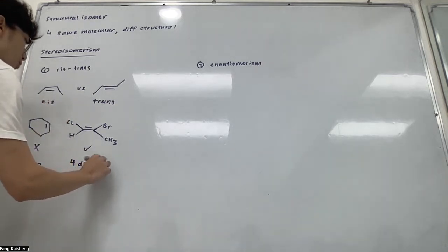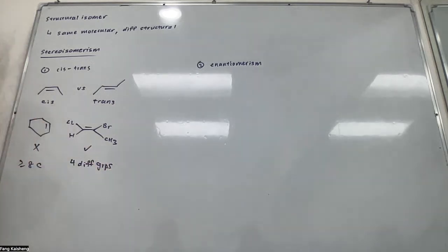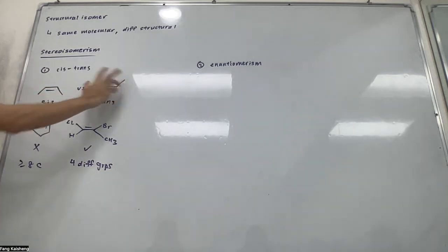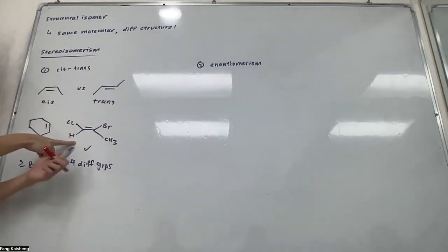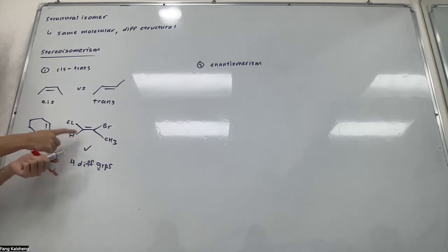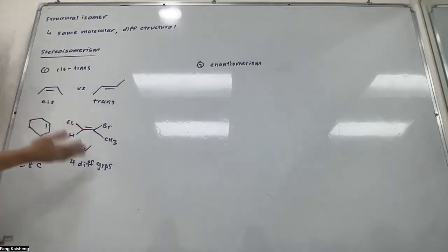This one has 4 different groups. Compared to the one that you see just now, this one you all can very quickly tell me which one is cis, which one is trans. Because you all can see, right, these two are the same groups on the same side. These two are the same groups on opposite sides. But the issue over here is, why is it harder for you guys? Because there's nothing similar, right? All 4 are different groups.